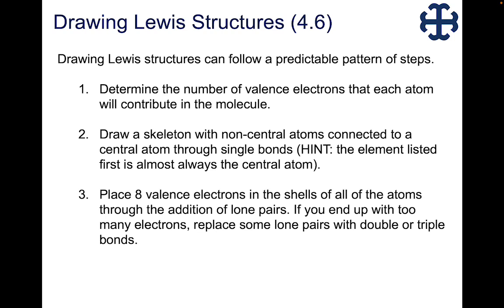Basically, determine the number of valence electrons, draw a skeleton with your non-central atoms connected to the central atom through single bonds. Typically, the element that is first is basically listed as the central atom. Then place 8 valence electrons in the shells of all the atoms through the addition of lone pairs, making sure you agree with step 1, basically the total number of valence electrons. Okay.